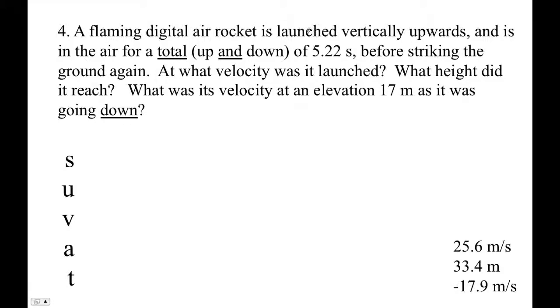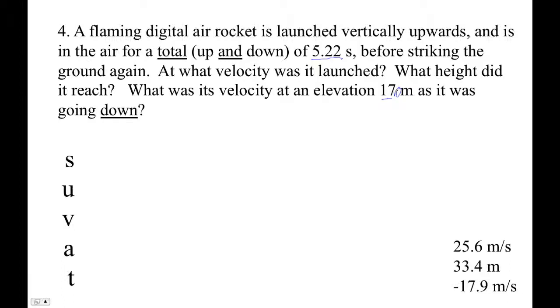Okay, a flaming digital air rocket is launched vertically upwards. It's very important that it be flaming and digital, and is in the air for a total of 5.22 seconds before striking the ground again. What velocity was it launched? What height did it reach? What was its velocity and elevation at 17 meters as it was going down? Let's make that 17.0 meters, and then we'll have 3 sig figs straight across.